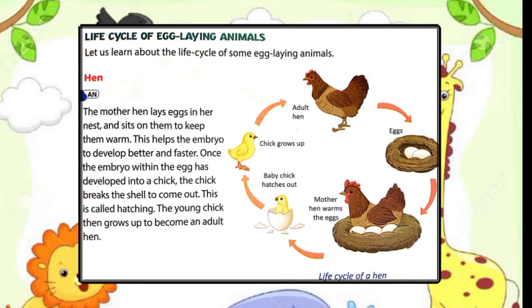Hens lay no more than one egg per day, as the process of laying an egg is governed by the presence of sunlight or warmth. In fact, in winter months, due to the lack of natural light, even fewer eggs are laid during this time of the year. Next stage is hatching eggs.